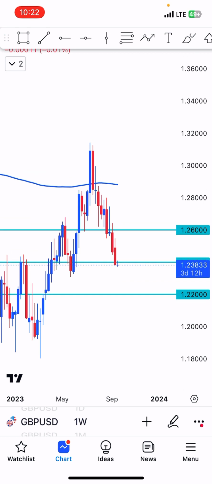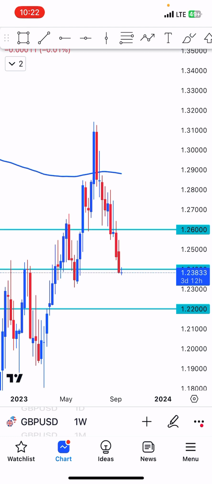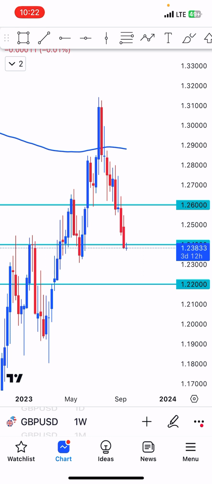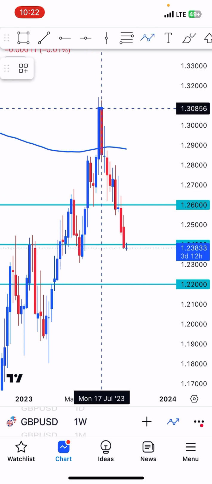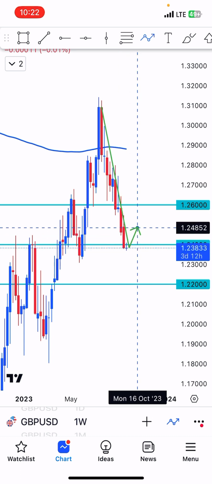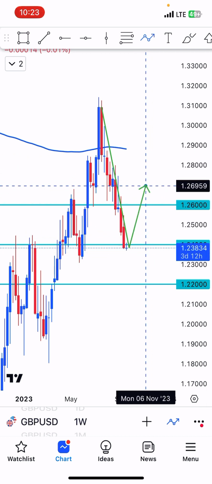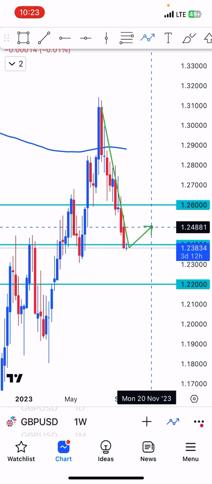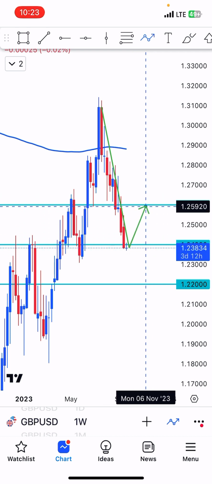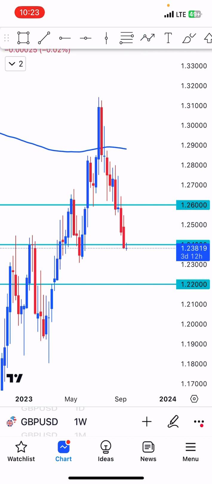But for me personally, due to my experience in the market, I know that this market on the weekly time frame has given us an impulsive leg to the downside. This is the impulse leg. So now what are we expecting? For me personally, I'm anticipating a corrective wave back to this level, 1.2600, tested as resistance, and then go lower.